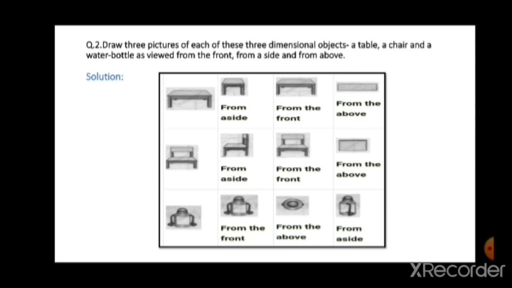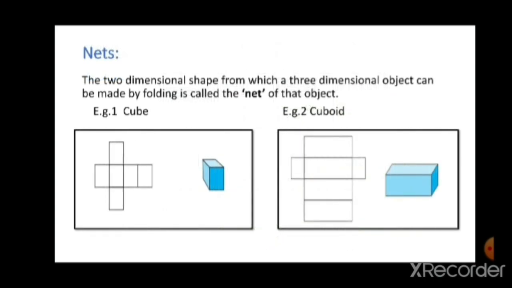Now the next topic is nets. Now what are nets? The two-dimensional shape from which a three-dimensional object can be made by folding is called the net of that object. So net means any two-dimensional shape which is used to make a three-dimensional object by folding all the sides of it. It is called the net of that object.